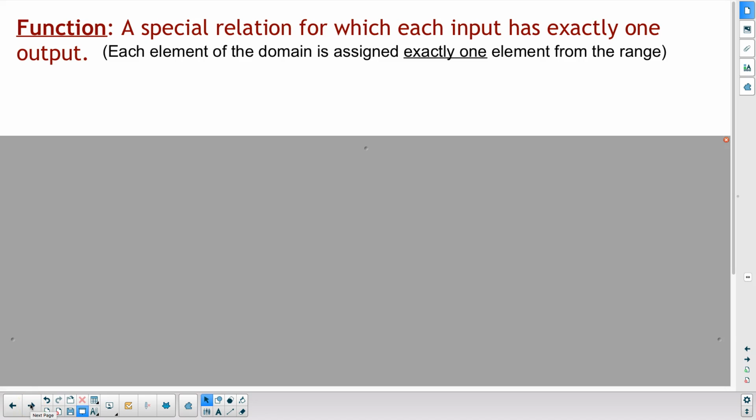Conjunction, junction, what's your function? Okay? So a function is a special kind of relation for which each input has exactly one output. Each input is paired to exactly one output. Each element of the domain is assigned exactly one element from the range.